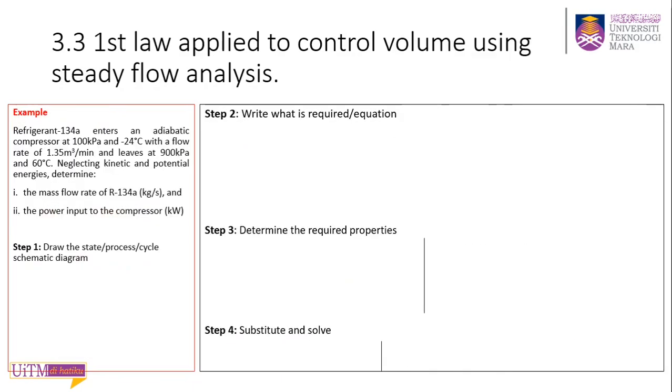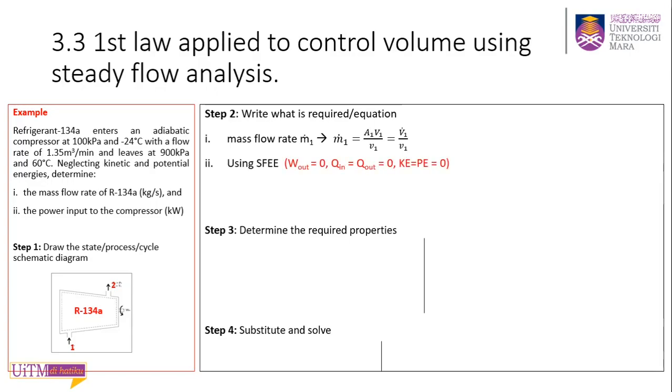Now, let's look at the first example for compressors. You can pause to read and understand the question properly. For step 1, please try to draw the schematic diagram, and we can label the inlet as state 1 and exit as state 2. For step 2, write the required equation, and from this question, since the volume flow rate is already given, we can use the relationship between mass and volume flow rate to solve for the first item. For net work input, we will use the SFEE, and please remember to write the conditions given in the question.